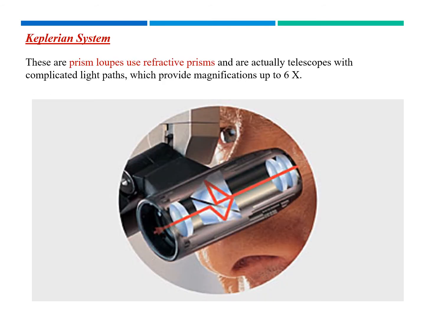Whereas the Keplerian loupe system consists of a series of prism loupes, which use refractive prisms and are actually telescopes with a complicated light path, providing magnification up to 6x. The only difference is that the Keplerian system, since it consists of a series of prisms, can increase the magnification as high as 6x, whereas Galilean loupes give a maximum of 3.5x. Since Keplerian loupes consist of a series of refractive prisms, they tend to be a little heavy on the nose. That is one disadvantage of a Keplerian system.